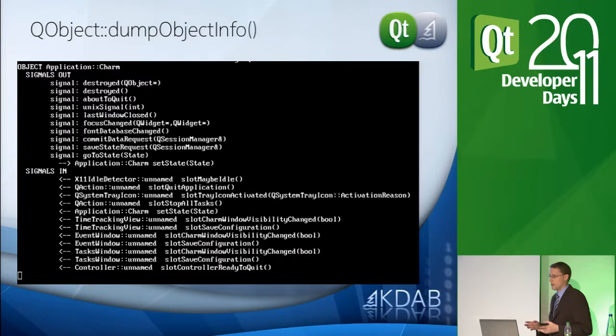The second one is dumpObjectTree. That gives you the entire object hierarchy of the given QObject, also on the debug output. That's useful for looking at widget hierarchies and dealing with layouting problems and something like that.